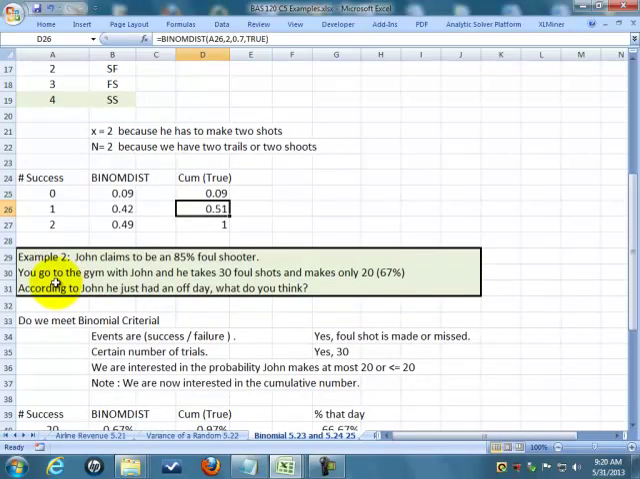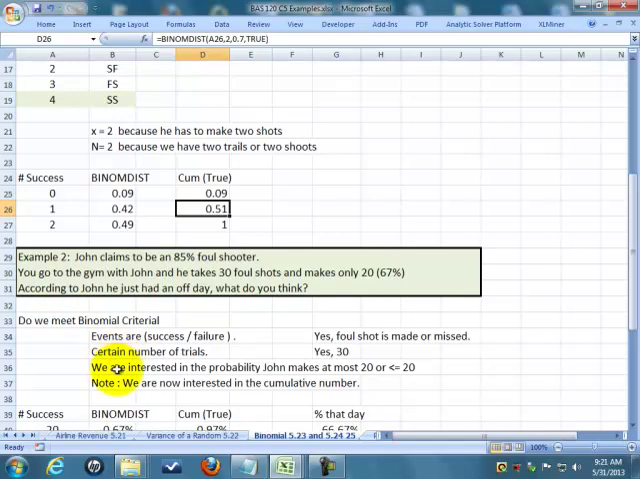You go to the gym with John, he takes 30 foul shots. He only makes 20. That's 67%. According to John, he had an off day. "I had a terrible day. It rarely ever happens." Well, let's think about this. Do we want to believe he had an off day, or do we want to believe he inflates his capabilities a little bit?